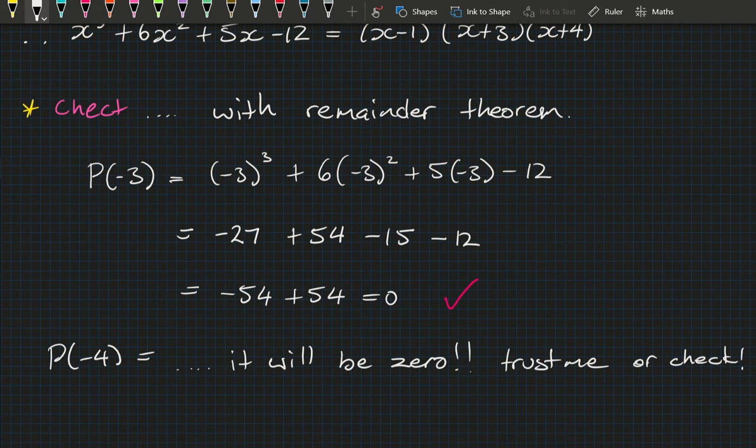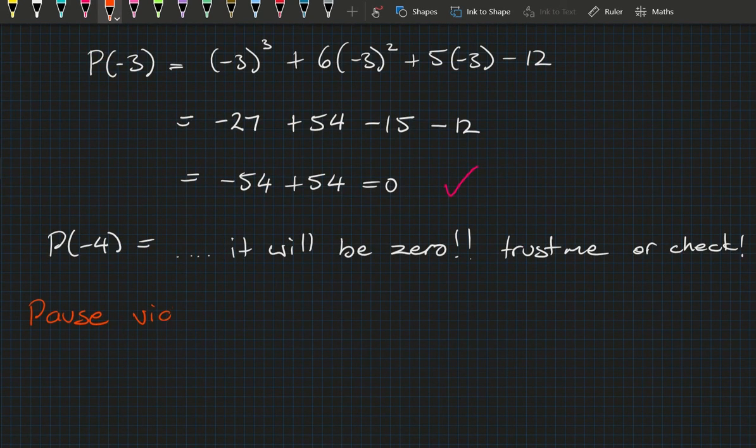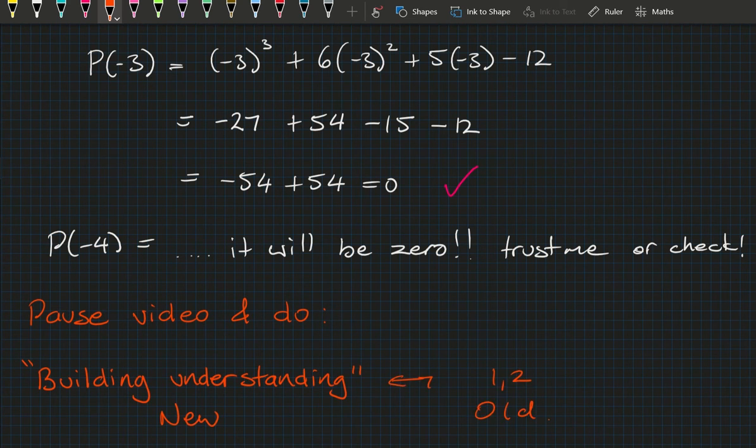Alright, so that's a brief introduction. I will go into a little bit more detail in the sections, but because we're working through a challenging area at the moment, I do recommend that you pause the video and do the building understanding questions if you have the new textbook, which translates to 1 and 2 in the old textbook. Alright, we'll see you in that next section.